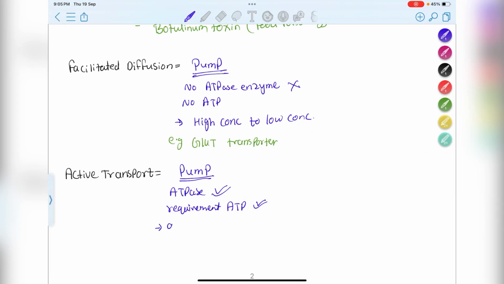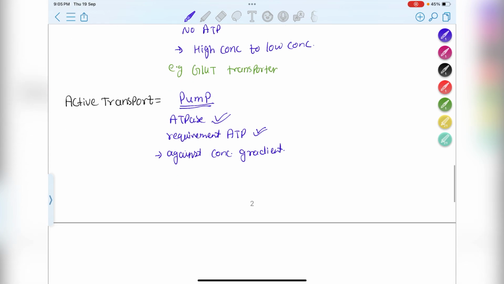Okay, against the concentration gradient. That means the drug will move from low concentration to high concentration. Okay, for an example we can take the sodium potassium ATPase transporter.